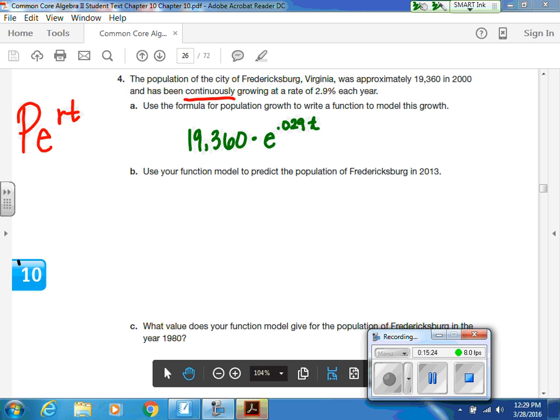It says, okay, well then use this to predict population in 2013. So if it's 2013, what's going to go in for T? 13. Why 13? 13 years after. All right, the initial was 2000, the next one was 2013, a difference of 13 years, okay? So it's going to be 19,360 times E.